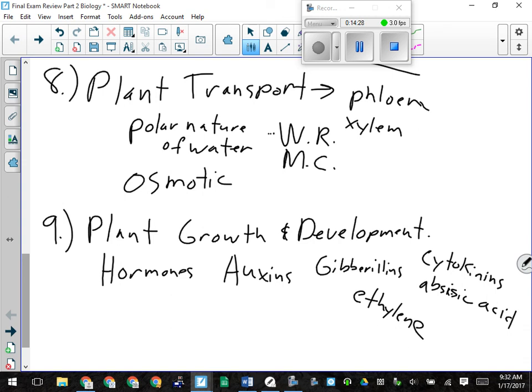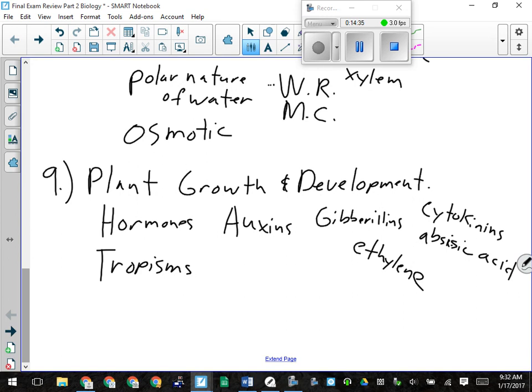We also talked about tropisms. There were 3 of them. What were they? Anyone remember? Thigmotropism, phototropism, geotropism. Which one's most important? Phototropism, because that's the one that gets them to their food source, right? Geotropism would be our second most important, and thigmo would kind of be last. So photo, geo, and thigmo.